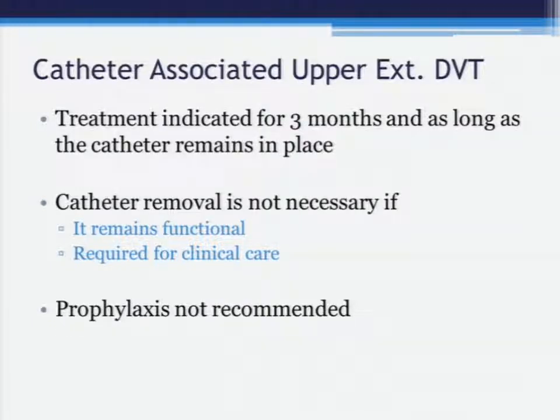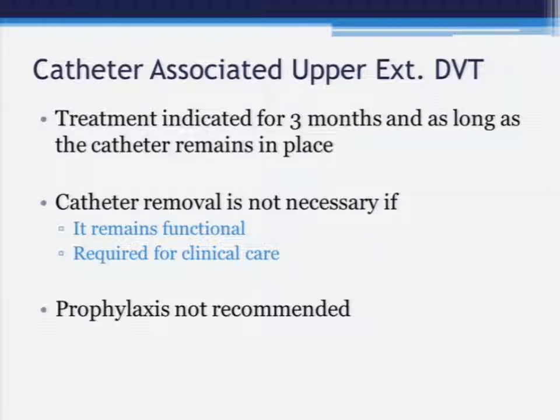Catheter-associated upper extremity DVT, I see this all the time in the ICU. This is part of the reason that we're so hesitant to take people off of prophylaxis in the ICU setting, because of things like this. They can have profound upper extremity swelling and pain and redness and discomfort because of these catheter-associated upper extremity DVTs. Now, treatment's indicated for 3 months, and as long as the catheter remains in place. And the catheter actually doesn't have to be removed if it's being used for clinical care and it's functional. The nurses can draw back and whatnot.